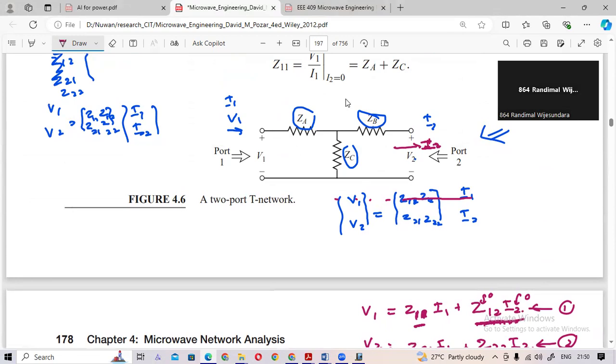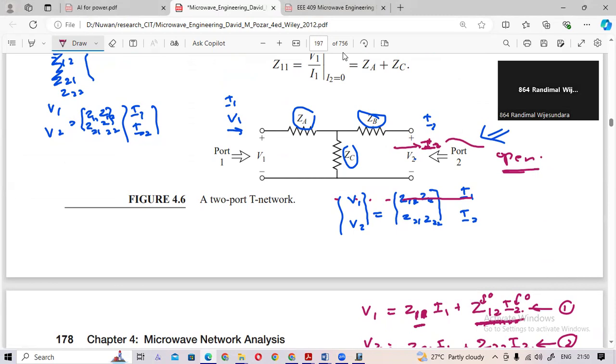You don't need to do anything. Yes, Z infinity. You need to make this Z infinity. For that, you need to keep it open. Then there is no I2 current. If you keep this port open, there is no current.